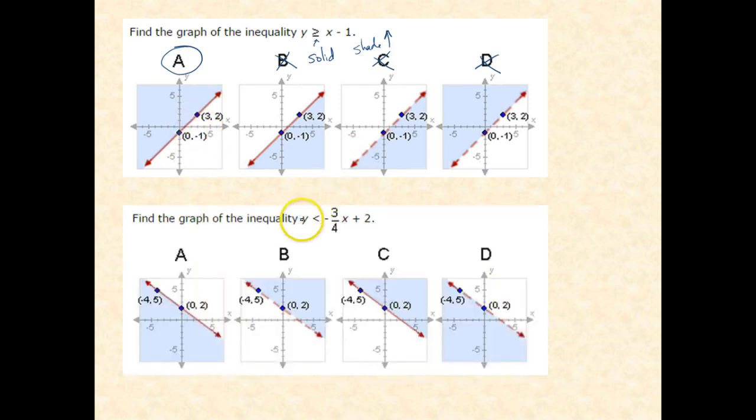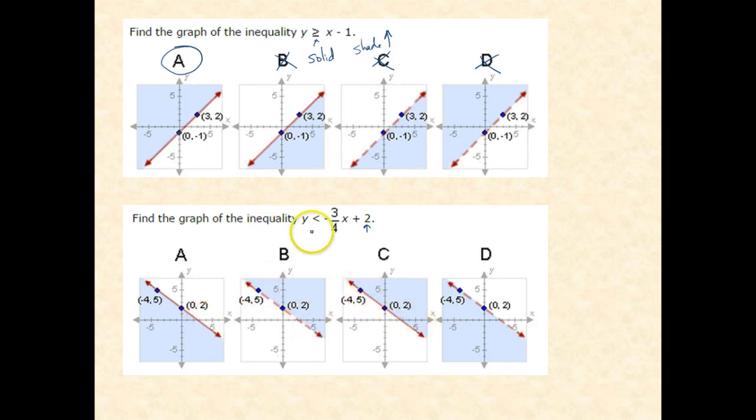How about this one? Y is less than negative 3/4 x plus 2. And if you'll notice on a lot of these problems, we have the same line here. We've got the same y-intercept, which is positive 2, indicated right here, 0, 2. And we have the same slope, down 3 over 4. These lines all have the same y-intercept and the same slope.